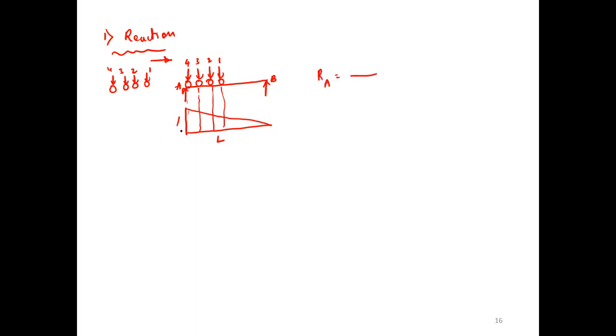Any doubts? If you know this length, L minus whatever distance they will give, say 2 meter, 1 meter, 1 meter, these are fixed distances. If the span length is 6 meter, and you remove 2 meter, 4 meter will remain, so you can easily compute the ordinate. You know how to compute the ordinate. Finally, RA equals the load into ordinate: 4 into ordinate, where 1 is the ordinate, plus 3 into ordinate, which you have to compute, plus 2 into ordinate plus 1 into ordinate. So finally, you get the RA value. Similarly, if you want RB.